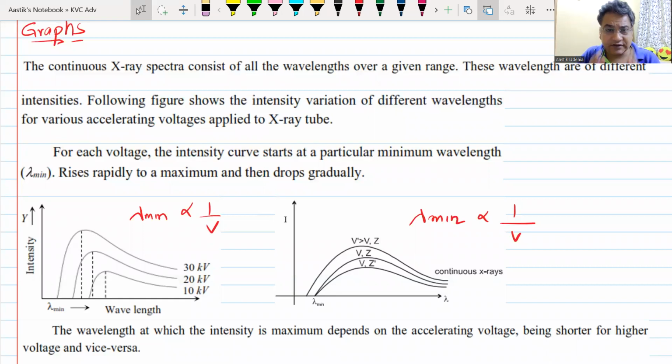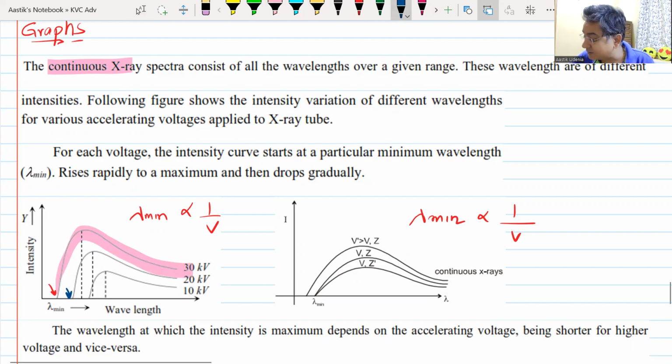Then comes this graph. As you can understand, when I say continuous X-rays, these continuous X-rays will have all wavelengths above a certain minimum wavelength. Do you see this? Above a certain minimum wavelength, you will have all the wavelengths of X-ray coming. This spectrum is known as the continuous X-ray spectrum. Do you see this? Yes, sir.